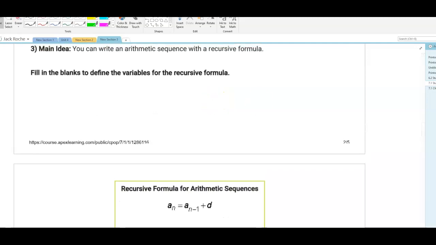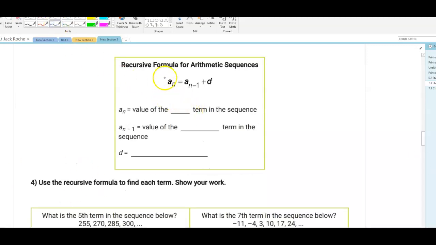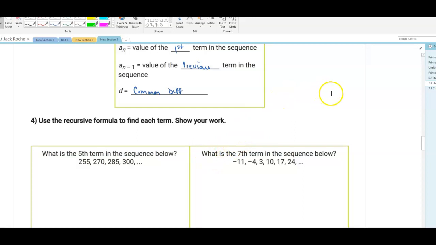Now, this is where it's going to get a little tricky. So first off, let's review what the recursive formula says again. So a sub n is the value of the very first term in the sequence. Then a sub n minus 1 is the value of the previous term in the sequence. And d is your common difference. Okay? So let's look at this.